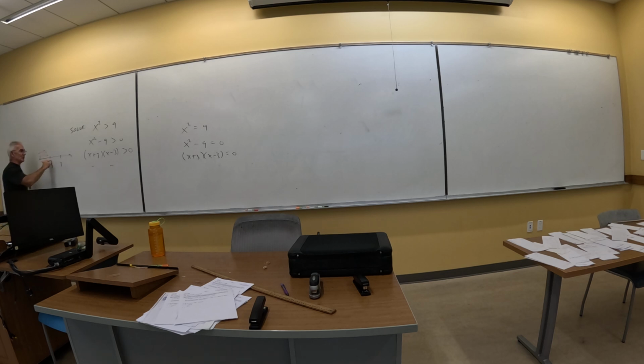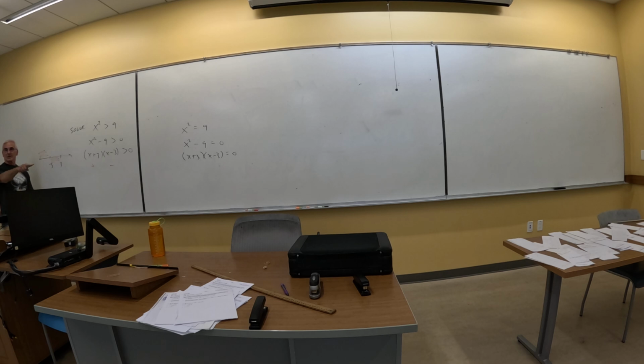Now, let's pick a number between negative 3 and 3. How about 0? Hard to mess up zeros. 0 plus 3, that's positive. 0 minus 3, that's negative, and the product of a positive and negative is? Negative.